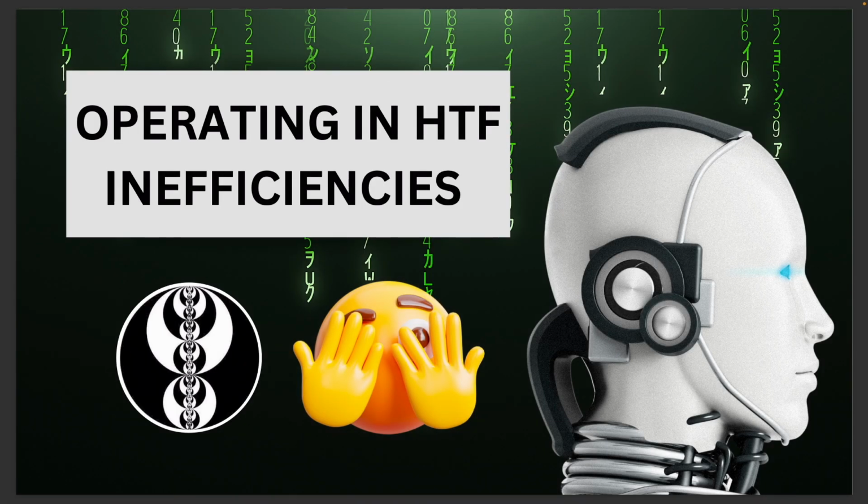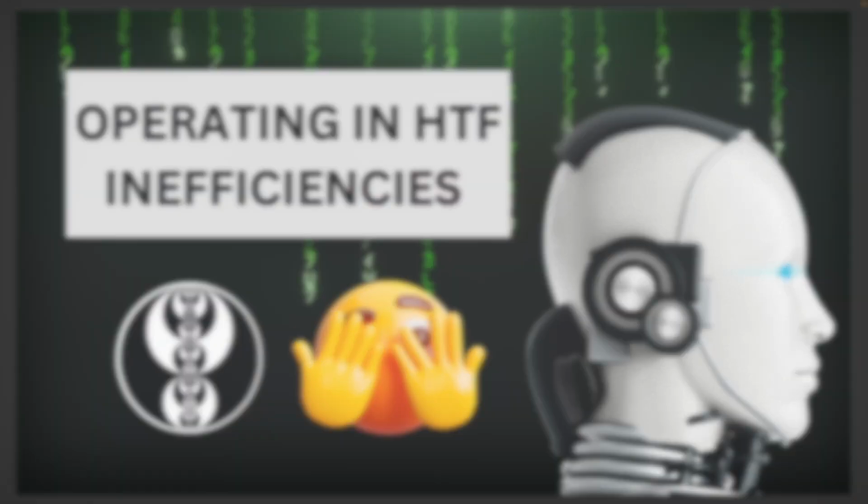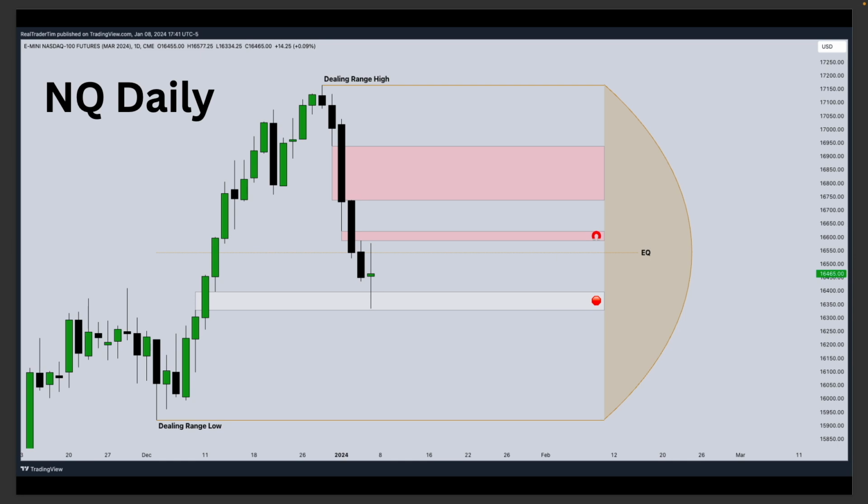Today we are going to be discussing operating inside of higher time frame inefficiencies. So here we're looking at the daily chart for NASDAQ before today's candle printed. If we're just looking at this dealing range, the dealing range high to the dealing range low, we've just gotten down to a discount, right? So we have equilibrium, which of course is 50% of this range. And we have this fair value gap that's not charted, but you can see it here right at equilibrium. And we have this one right below it that's charted here, this white rectangle.